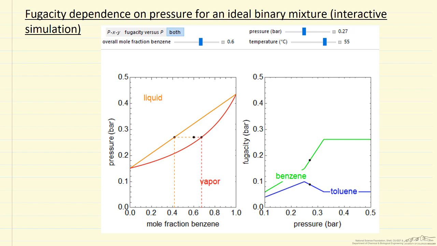Now notice we have three regions on this diagram. At low pressure, this corresponds to vapor phase. High pressure corresponds to liquid phase, and this is the two-phase region.